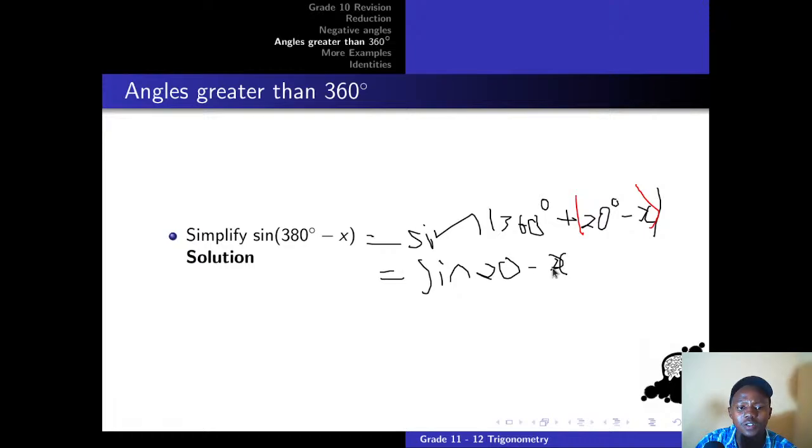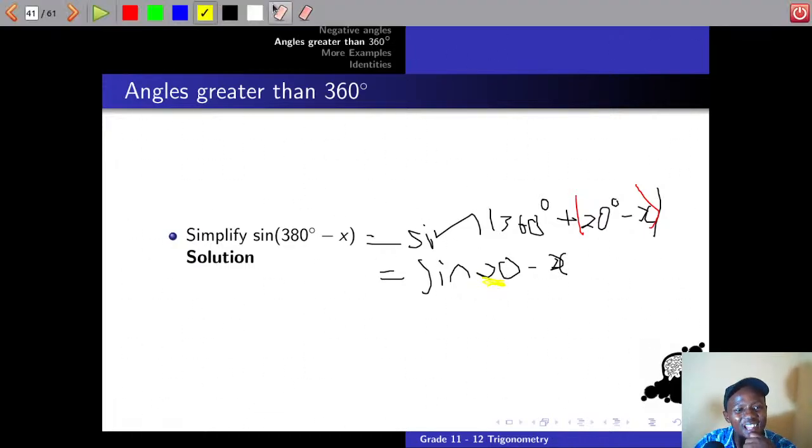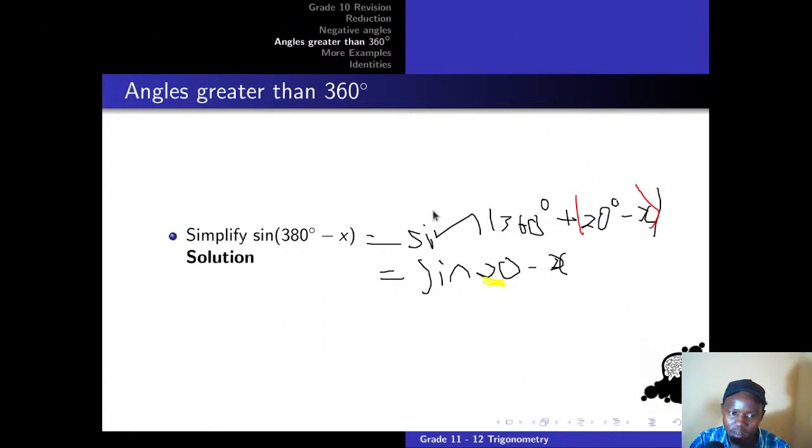Now, please take note of something. If the angle that we have in question, like in this case 20 degrees, is not a multiple of 90, we do not reduce it. What do I mean? 90, 180, 270, 360, any multiples of 90, those are the only angles that we can reduce. Since we have sine of 20 degrees minus x, we leave this as is as our final answer.